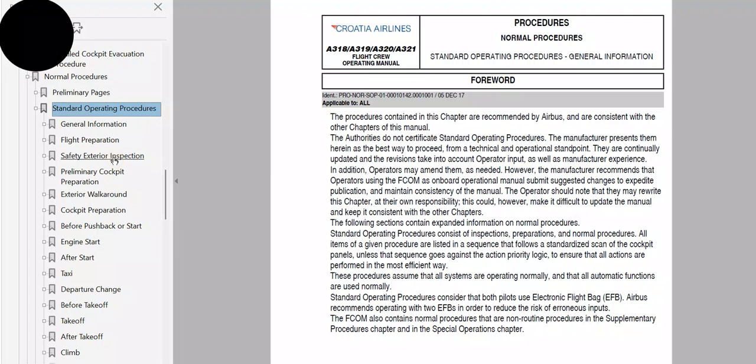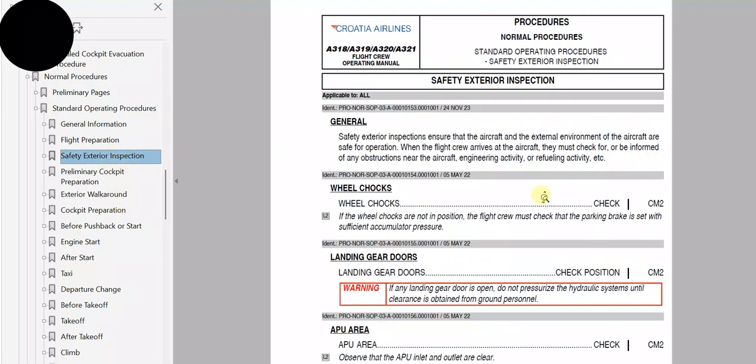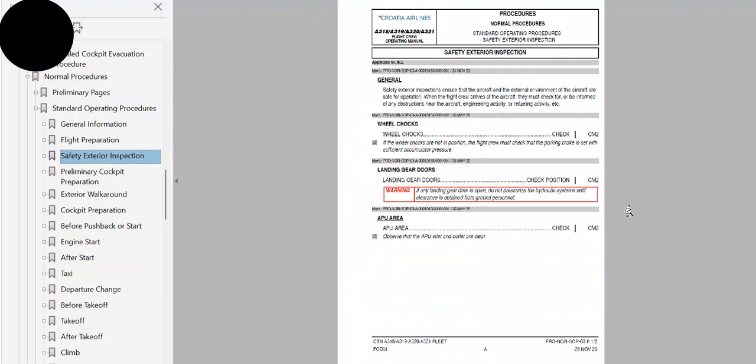We start with the safety exterior inspection, then preliminary cockpit preparation, exterior walk around, and so on. When we open, for example, safety exterior inspection, you can see in detail what needs to be done, what needs to be checked, and on the right side who is doing it. In this case, Wilcox CM2.